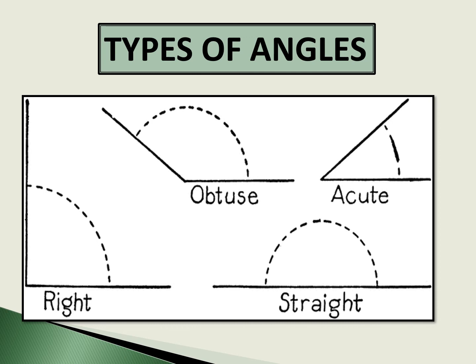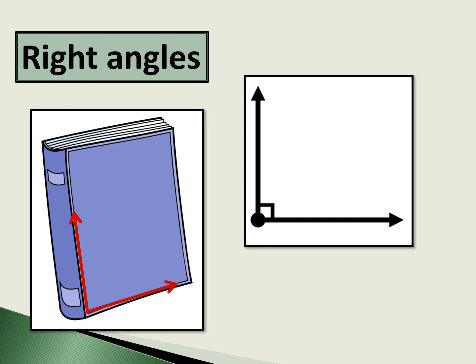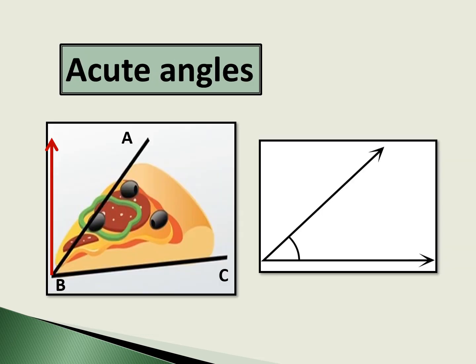We are now going to talk about four types of angles. These are the obtuse angle, acute angle, right angle, and the straight angle. Angles that look like corners of this book are called right angles.